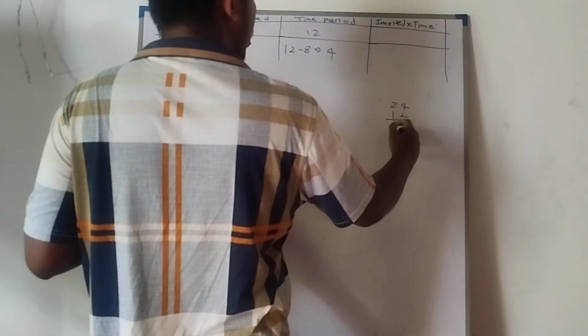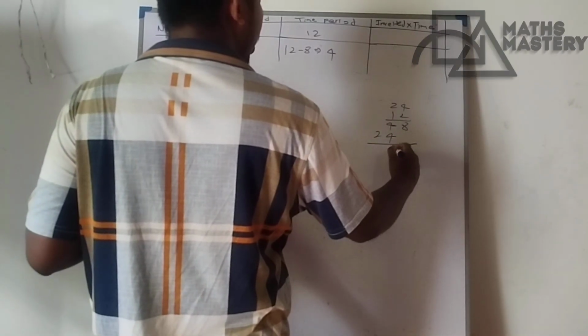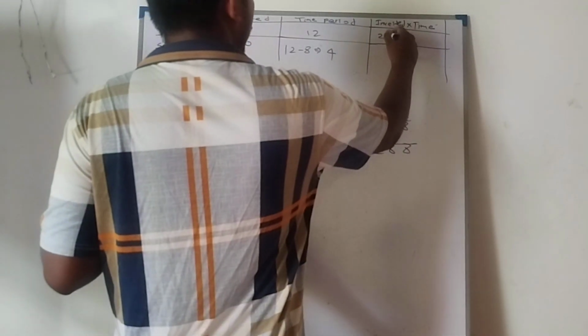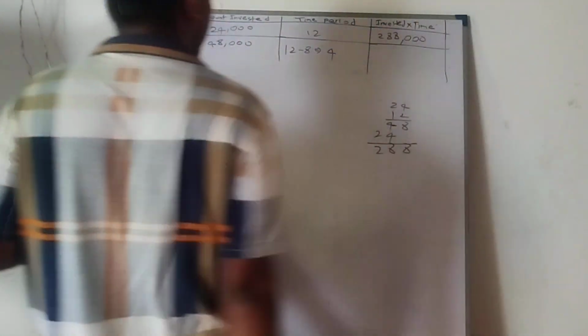4 times 2, 8. 2 times 2, 4. 4 times 1, 4. 2 times 1, 2. So 8, 4 plus 4, 8, 2. So the answer is 288, and there are 3 zeros. So you should put the 3 zeros. That is done.